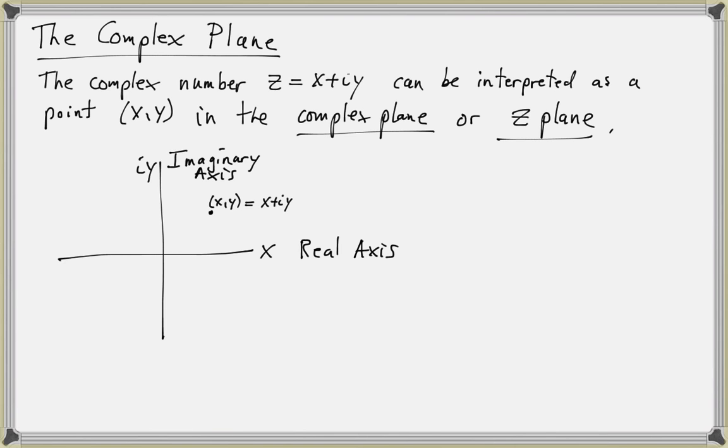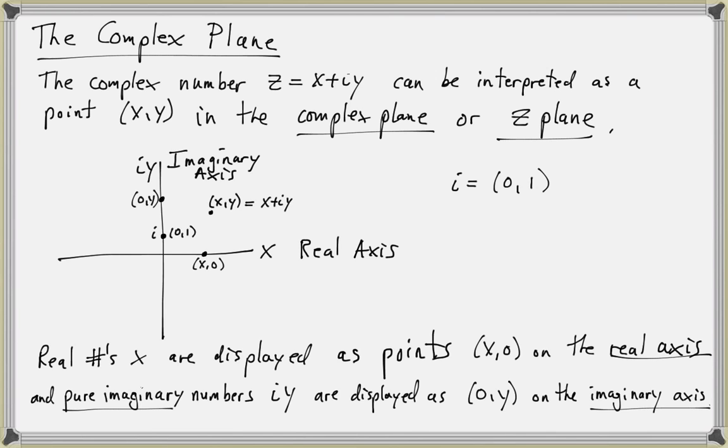So some other examples, like the pure imaginary complex number i, would be identified with the point 0, 1 in the complex plane. So this would be the point i on the complex plane. And any real number x would be displayed as a point x, 0 on the real axis, and any pure imaginary number iy would be displayed on the imaginary axis by the point 0, y. So we'll see that visualizing the complex numbers in the complex plane is going to be very useful throughout this semester, especially when we get to graphs of complex valued functions.